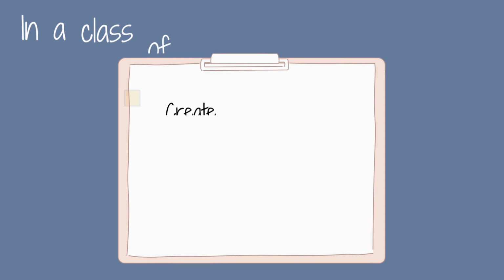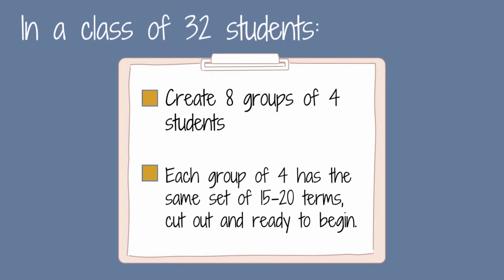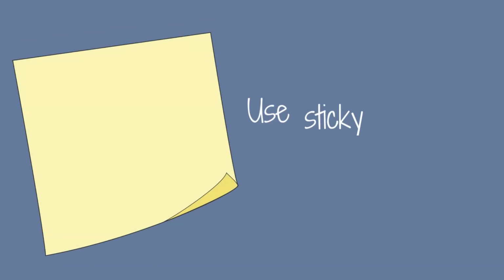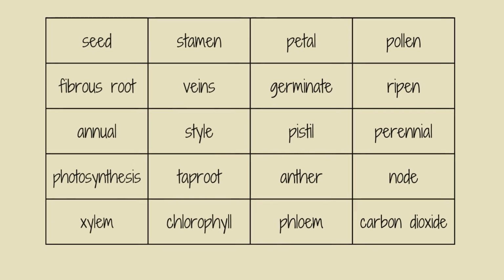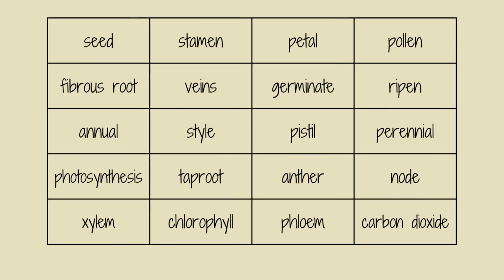For example, in a class of 32 students, there may be 8 groups of 4 students. Each group of 4 students would have the same 15 to 20 terms in their bag or envelope. The teacher will also need to give each pair or group several sticky notes for labeling their sorts. Here is an example of a set of terms for students to use after they have completed a unit of study on plants.